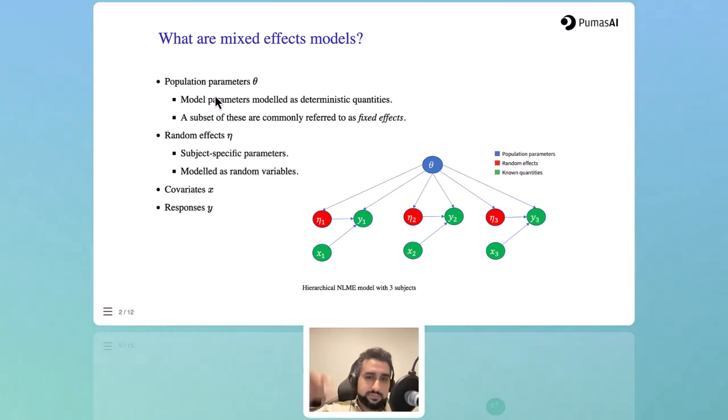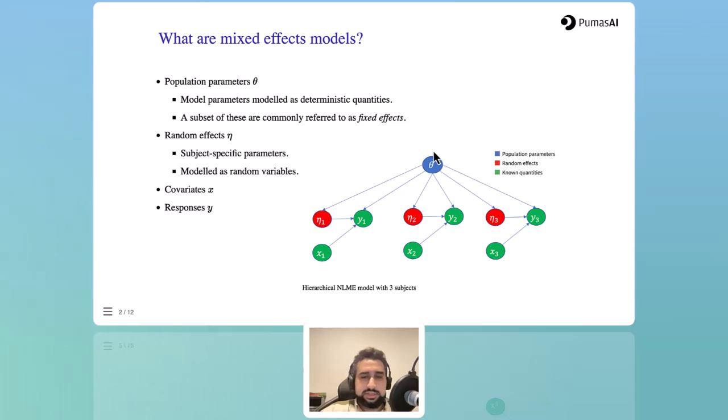And so we have this hierarchical nature of the data where there are some parameters that are shared between all the subjects. Often we call them theta, or population level parameters, and a subset of those parameters are often called fixed effects. Then some other parameters are subject specific, often called random effects, or they're modeled as random variables. And then we also have covariates that are subject specific, and a response that's also subject specific.